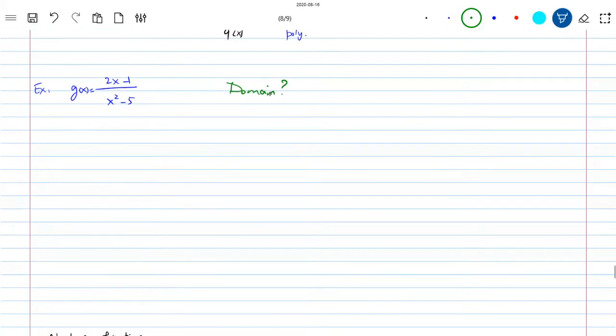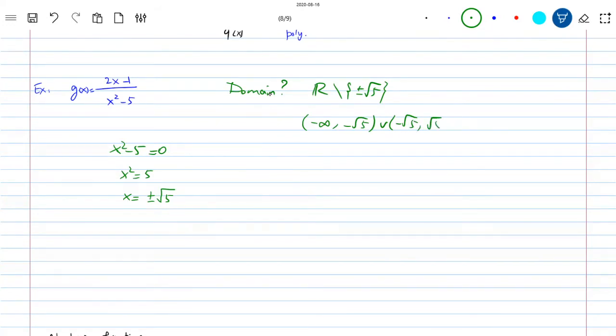Again, we've talked about this. You say, dealing with a fraction means I do not need to have 0 in the denominator. So figure out where the denominator is 0 and exclude those points. x squared minus 5 equal to 0. x squared equals 5. Take a square root and use plus or minus, so x equals plus or minus square root of 5. So the domain is all real numbers except positive or negative square root of 5. As an interval, you can write this as negative infinity to negative √5, union negative √5 to √5, union √5 to infinity.